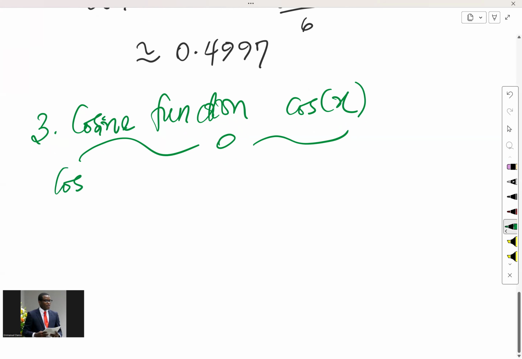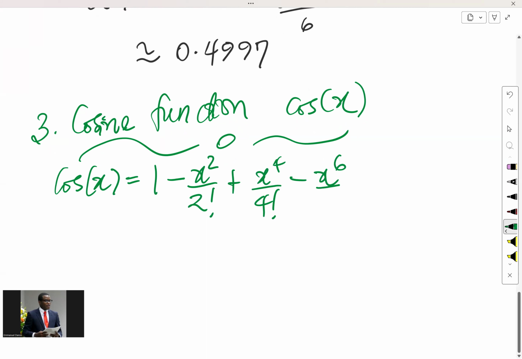So we have cos x to be x raised to power 0 over 0 factorial, which is simply 1, minus x squared over 2 factorial plus x raised to power 4 over 4 factorial minus x raised to power 6 over 6 factorial. It's also alternating, and so on and so forth. Of course, if you want to go on, that'll be plus x raised to power 8 over 8 factorial minus x raised to power 10 over 10 factorial and all that.